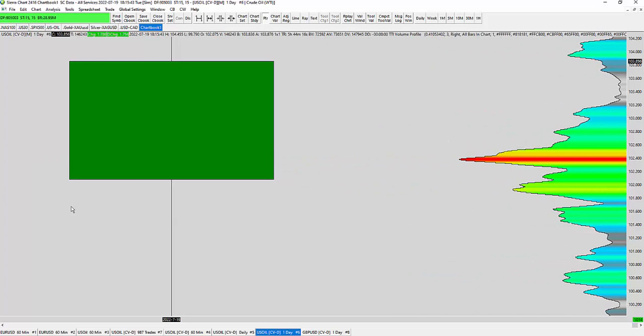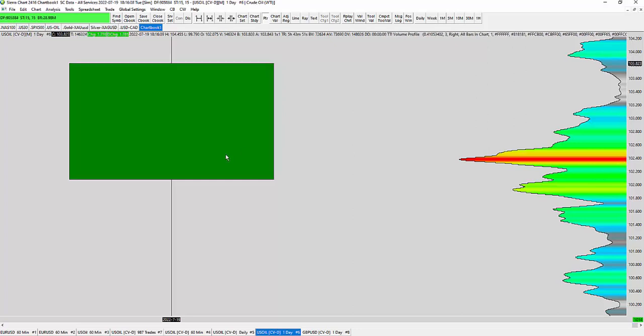The volume comes from the amount of contracts bought or lots bought versus sold. So the more the volume, the more the interest, the more the market visits that area, the more volume in that level. So this level here, for example, the red one, is across the entire day. Between around 102.40, there was a heavy volume.